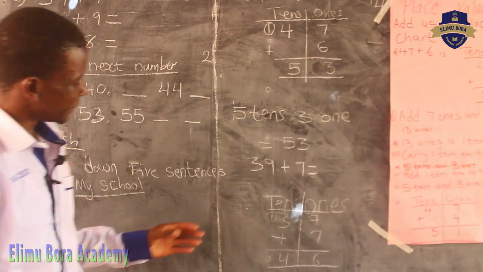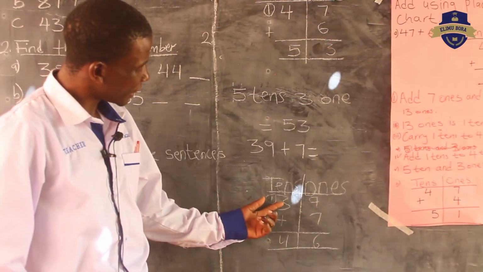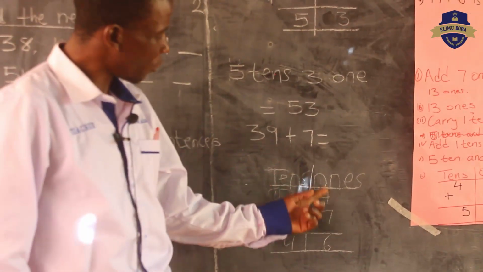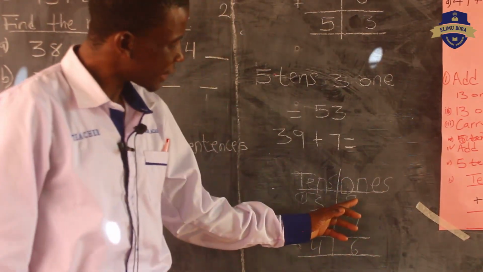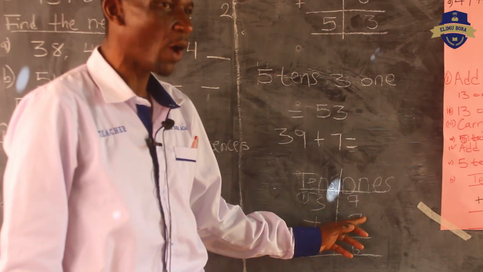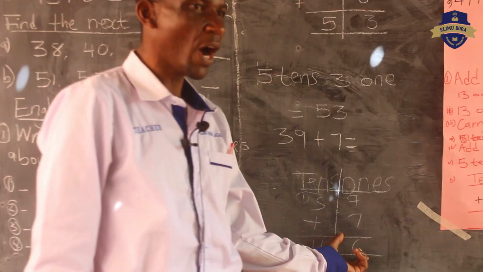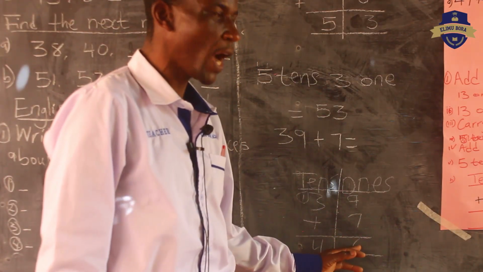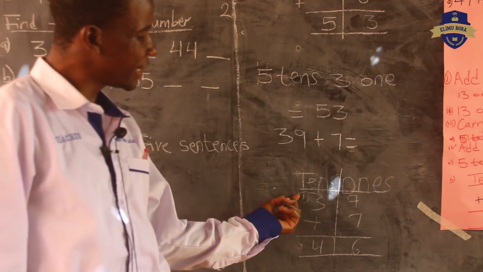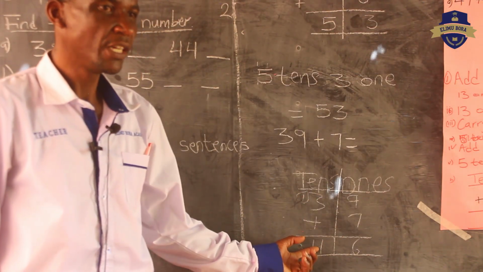Good. He has added. So we have 3 tens and 9 ones. He has added 7 ones. So you start by adding ones, which is 9 ones plus 7 ones. We get 16 ones. 16 ones is 1 ten and 6 ones. We carry 1 ten. We add on 3 tens to get 4 tens.